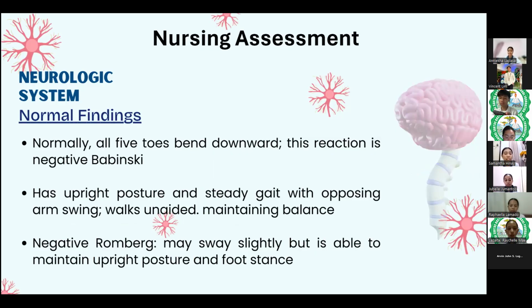For the neurologic system, normal findings: normally, all 5 toes bend downward. This reaction is a negative Babinski. The client has upright posture and steady gait with opposing arm swing, walks unaided, and maintains balance. Negative Romberg: may sway slightly but is able to maintain upright posture and foot stance.